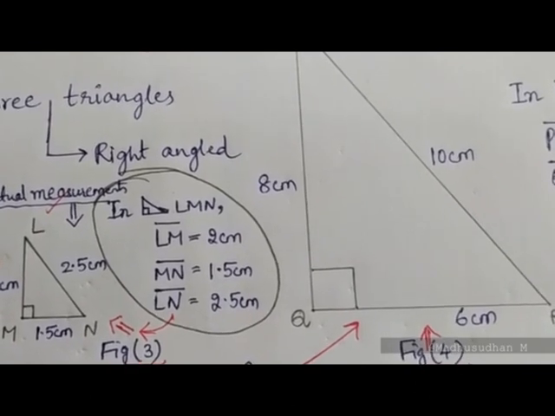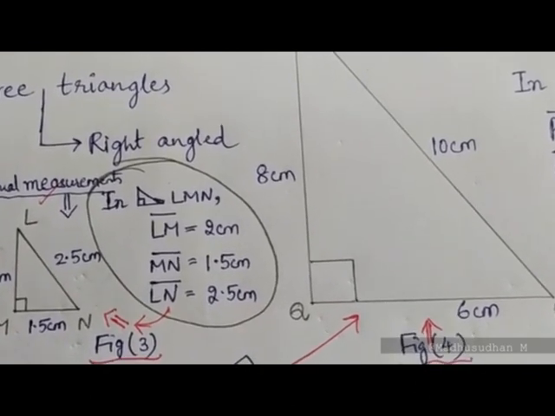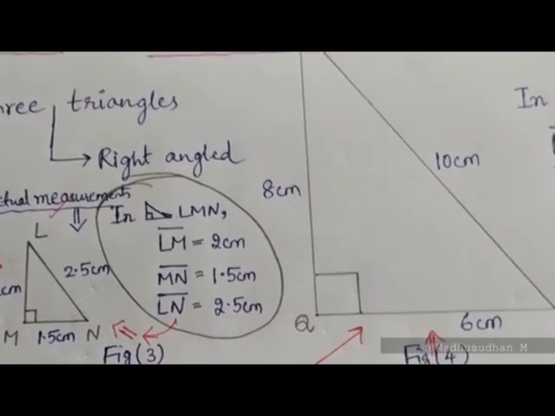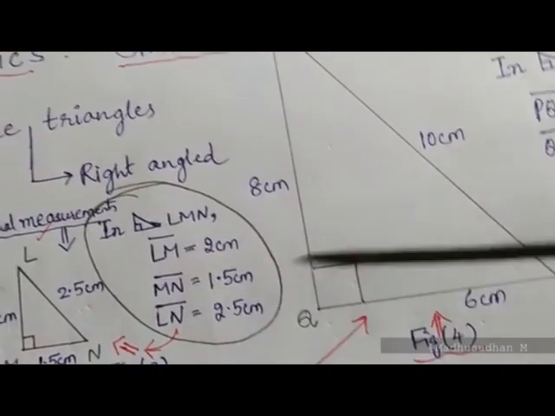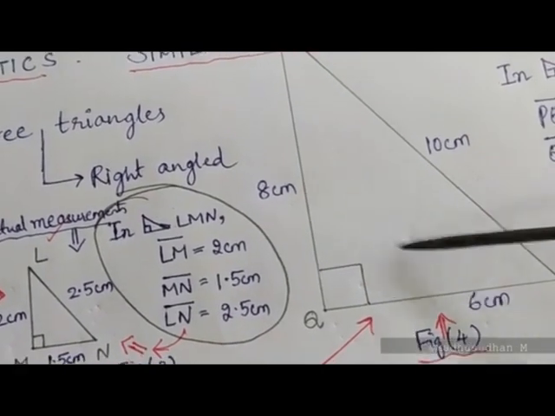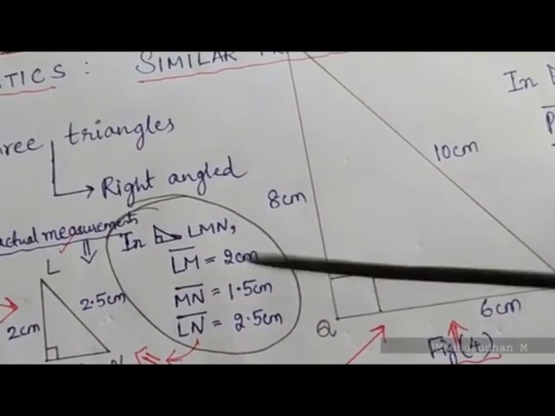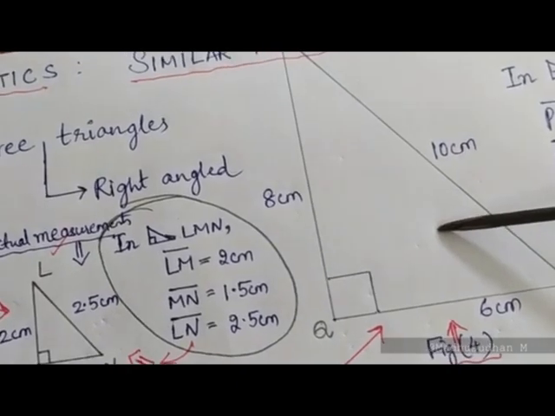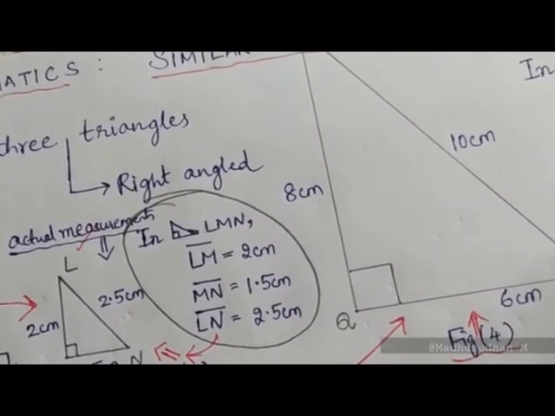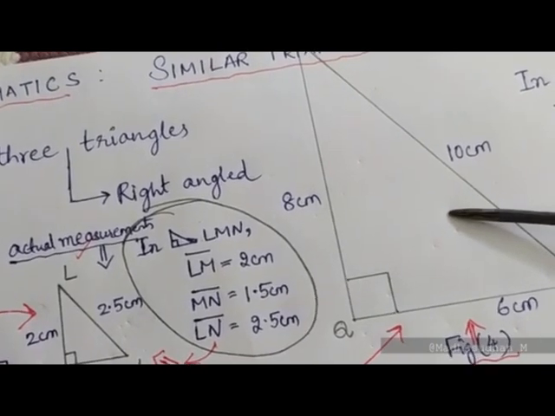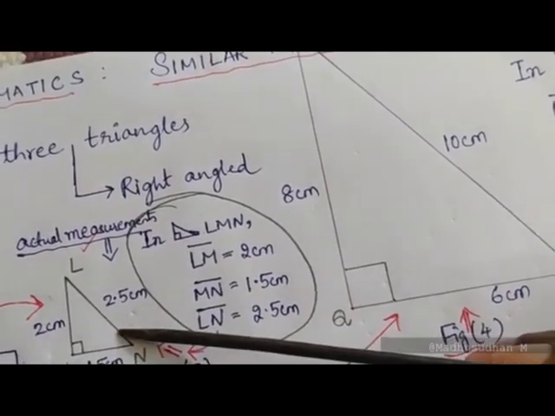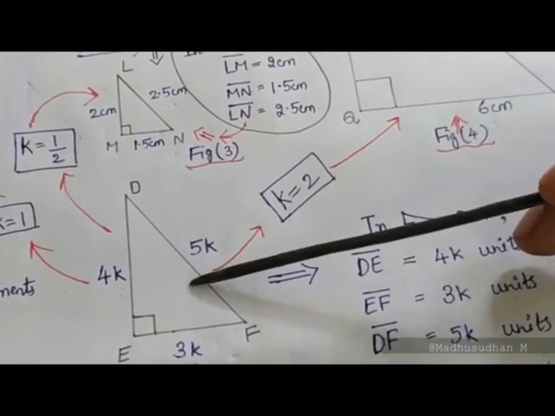So what is the meaning of similar triangles now? These two triangles, figure 3 and figure 4, they are exactly the same shape, right? They have the same triangular shape. They have the same right-angled triangular shape, but they have different size, right? This is a very small triangle. This is a very big triangle. So you can compare this triangle again with this triangle now.